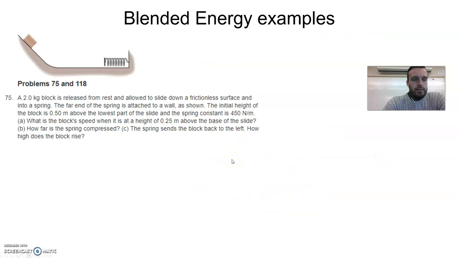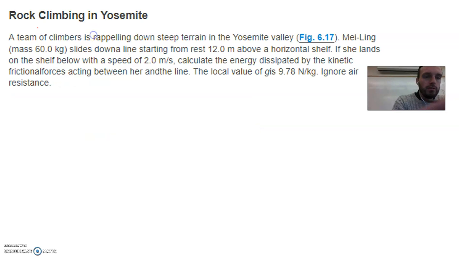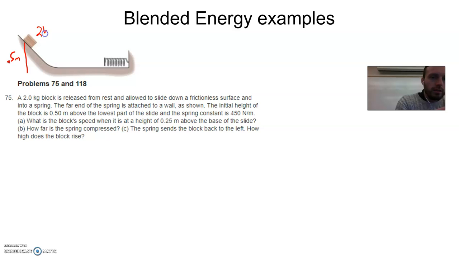Let's take a look at this one. It says a block is released from rest and allowed to slide down a frictionless surface into a spring. The far end of the spring is attached to a wall. The initial height of the block is 0.5 meters above our floor, and it's a 2 kilogram block. We have a spring constant of 450 newtons per meter, equal to k. It asks, what's the block's speed when it is at a height of 0.25? So we have to figure it out right here.